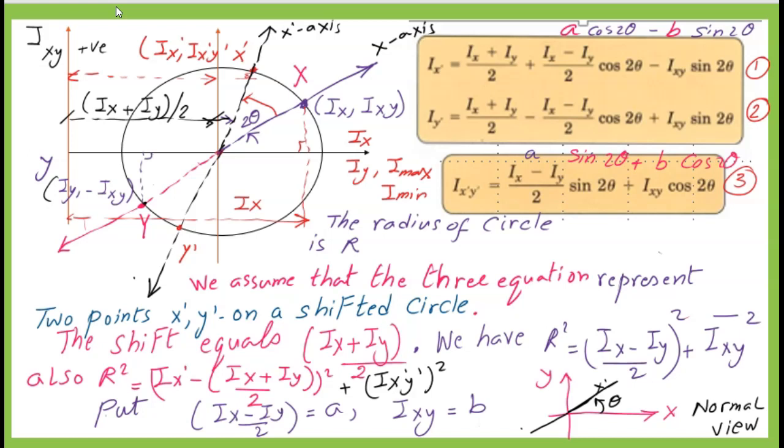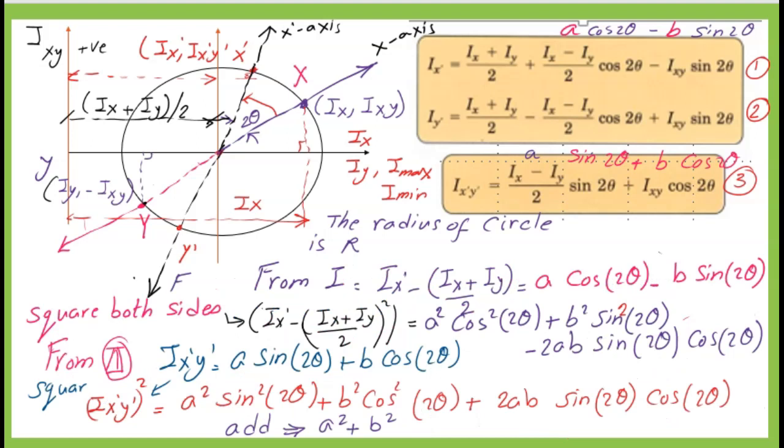From equation 1, if we deduct from the 2 sides the value of Ix minus Iy over 2, we can use the term A as equal to Ix minus Iy over 2, while term B equals Ixy. Ix dash minus 1/2 Ix minus Iy is equal to A multiplied by cosine 2 theta minus B multiplied by sine 2 theta. For Ix dash y dash, its value will be equal to A sine 2 theta plus B cosine 2 theta. We will move to the next slide.